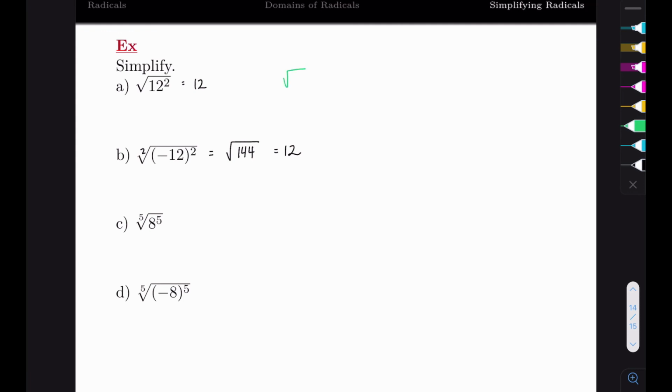So really in both of these, you can say they cancel each other out, and it gives you the absolute value of 12, which is 12. Here, you can say that they cancel each other out, but you get the absolute value of negative 12. And again, all that does is turn negative values positive.